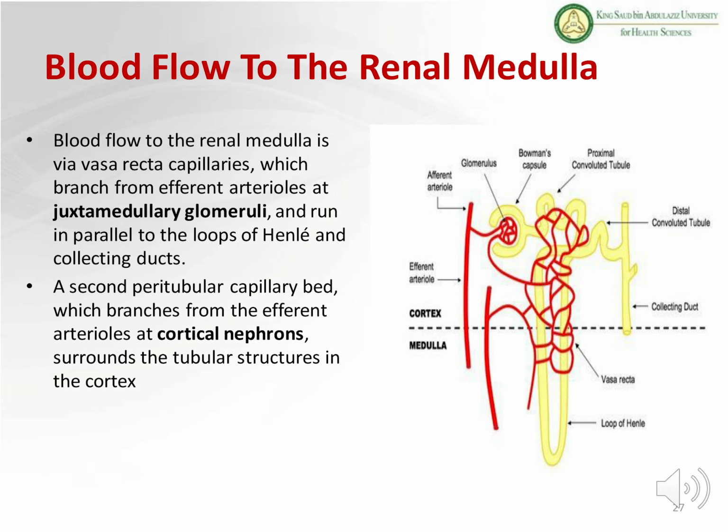Now we'll talk about the blood flow to the renal medulla. Blood flow to the renal medulla is via the vasa recta capillaries, which branch from the efferent arteriole at juxtamedullary glomeruli and run in parallel to the loop of Henle and the collecting duct. The second, peritubular capillary bed, which branches from the efferent arteriole at cortical nephrons, surrounds the tubular structures in the cortex.